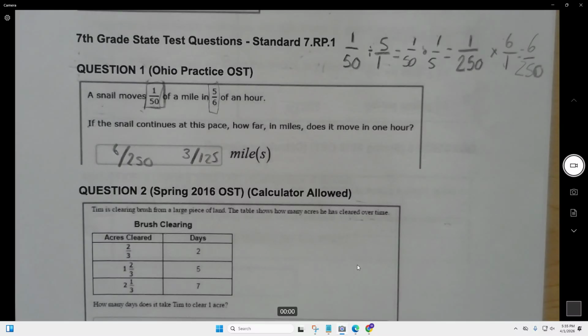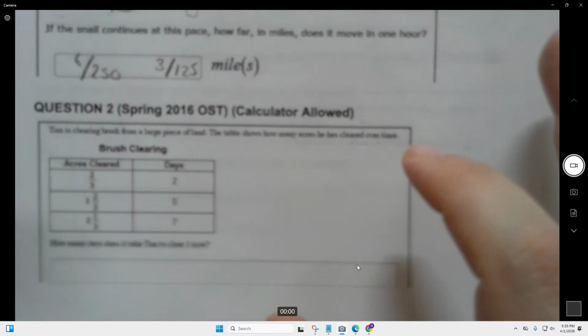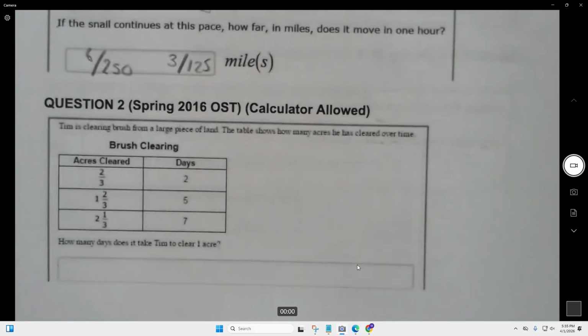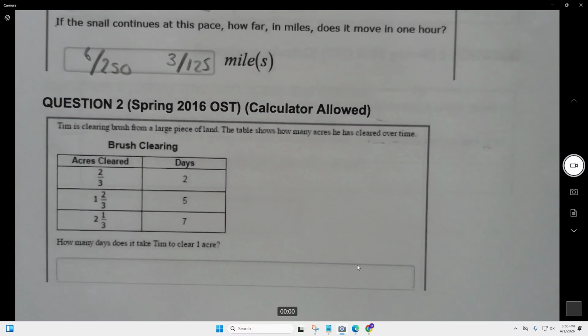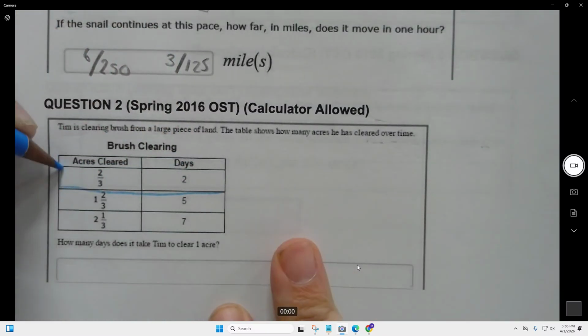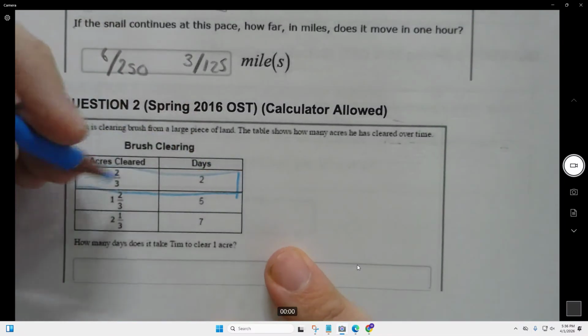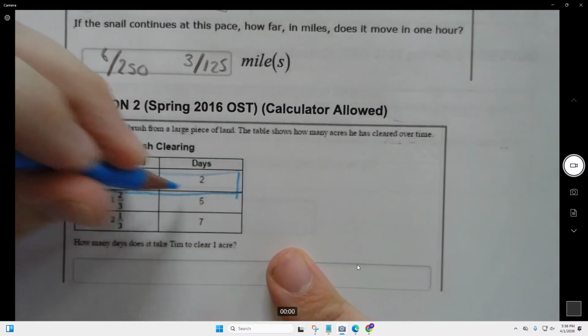All right, question 2. Tim is clearing brush from a large piece of land. The table shows how many acres he has cleared over that time. Okay? So the first thing we need to do is pick one of these. We can work with any one of them. I'm going to work with the smallest one just because I like working with the smallest one. Okay? Because we're working with 2/3. He did it in 2 days.